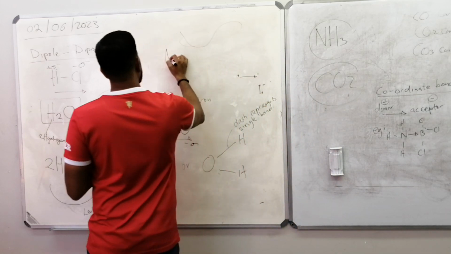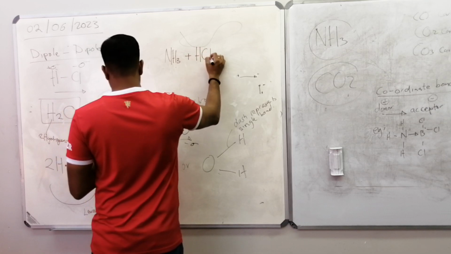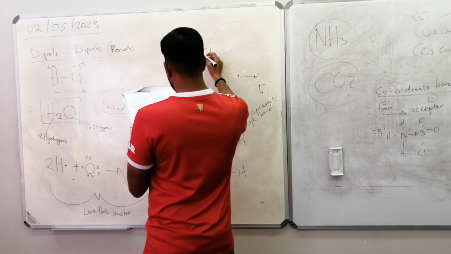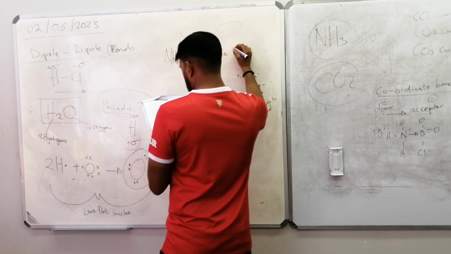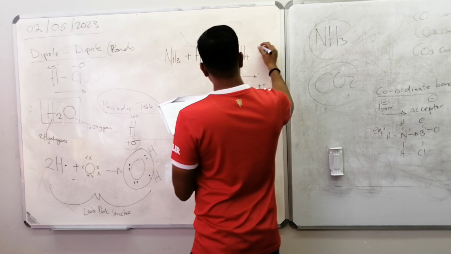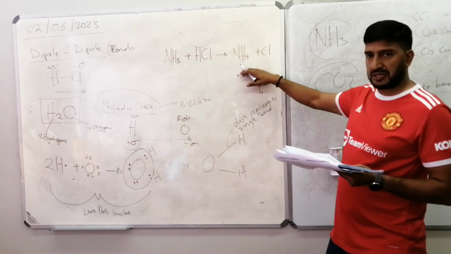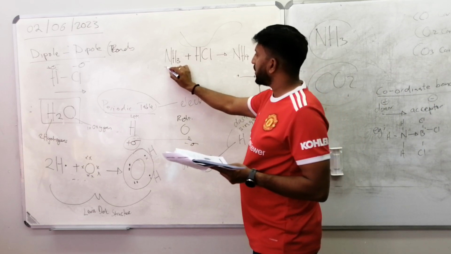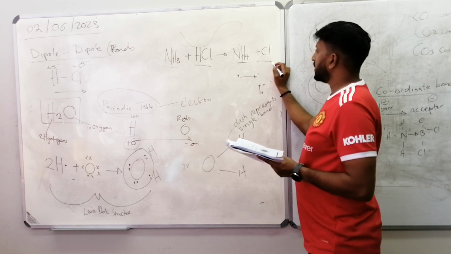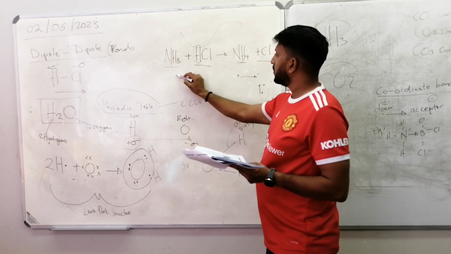You've got NH3 plus HCl, and it's yielding NH4 plus Cl. So if we look at it like this, don't worry about the notes for now. We've got NH3, HCl, and then NH4 and Cl. So what does it tell you? That the hydrogen from HCl jumped ship.